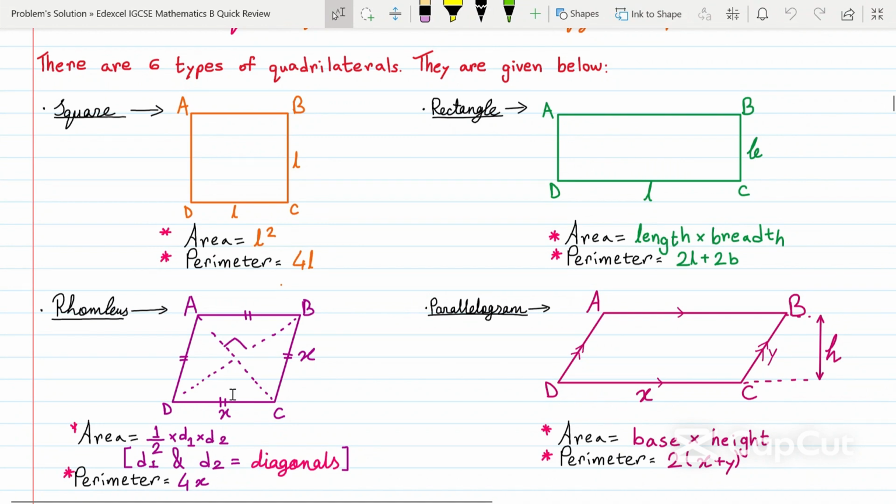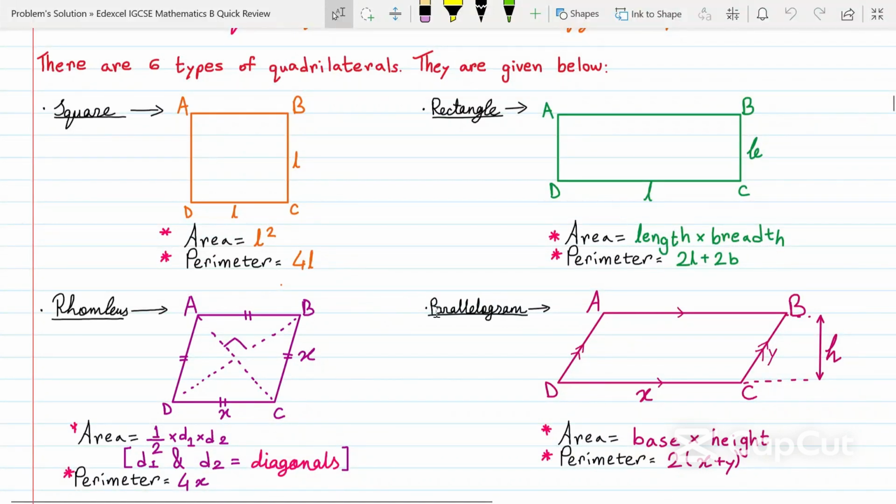Okay, so here this is the rhombus. I told you the area of the rhombus equals half of d1 into d2. Here d1 and d2 represent the diagonals, and the perimeter equals 4 into x. That is similar to the square, obviously the perimeter, not the area.